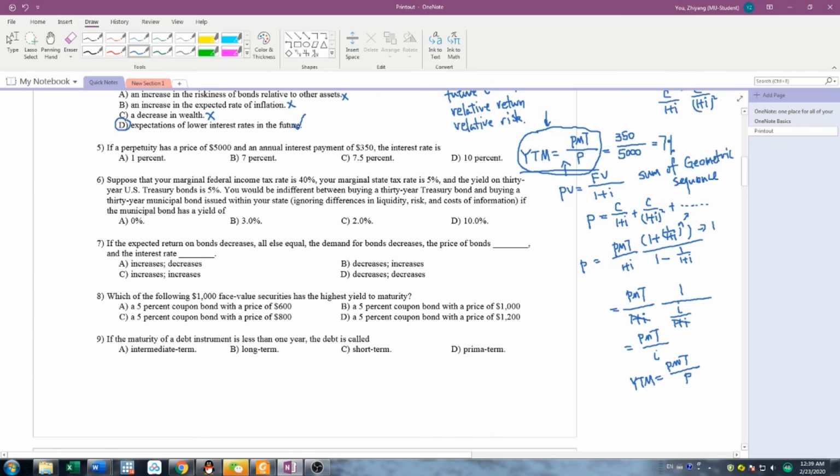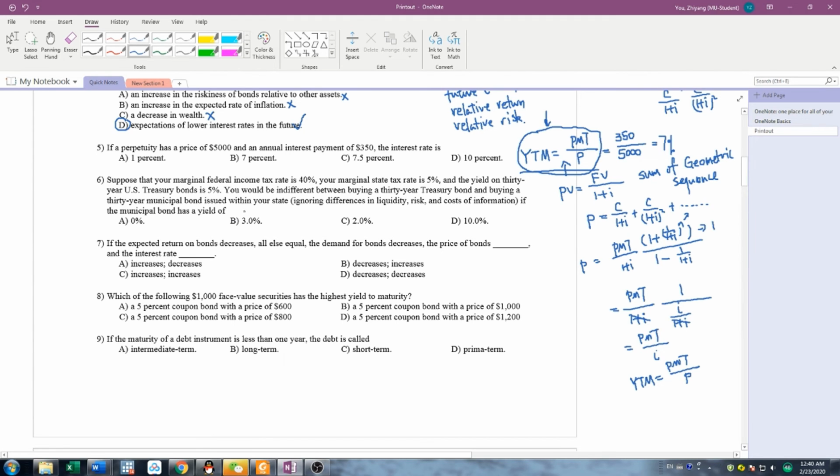so you need to use this formula to get the right answer. Okay? And for number 6, suppose your marginal federal income tax rate is 40%, your marginal state tax rate is 5%, and the yield on a 30-year U.S. Treasury bond is 5%. You would be indifferent between buying a 30-year Treasury bond and buying a 30-year municipal bond issue within your state if the municipal bond has a yield of what?